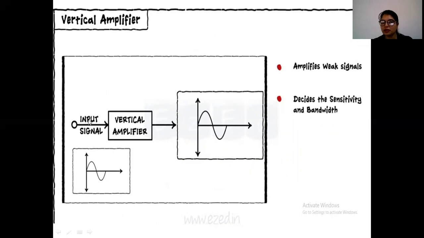When we change our input signal over here, there should be a change in the output signal also. So it will decide the sensitivity, that how much change we have done in our input signal and how much corresponding change we could see at our output signal. And also bandwidth will be decided by this vertical amplifier, that is how much signal we will send through our channel or through our wires at the output.